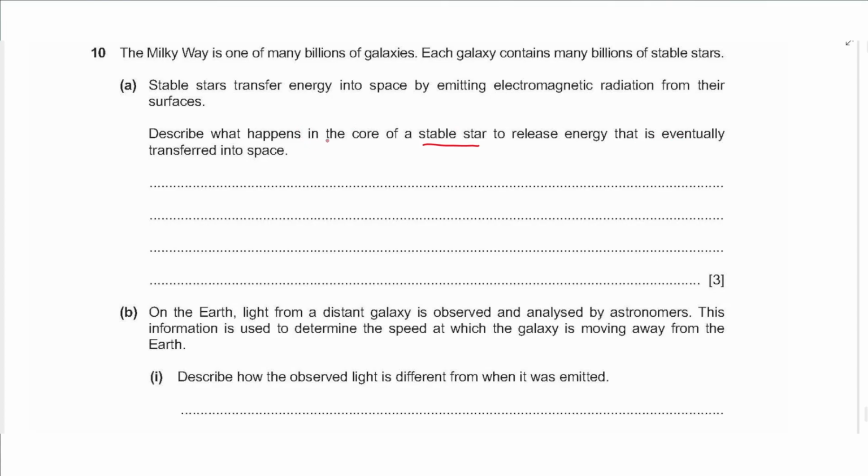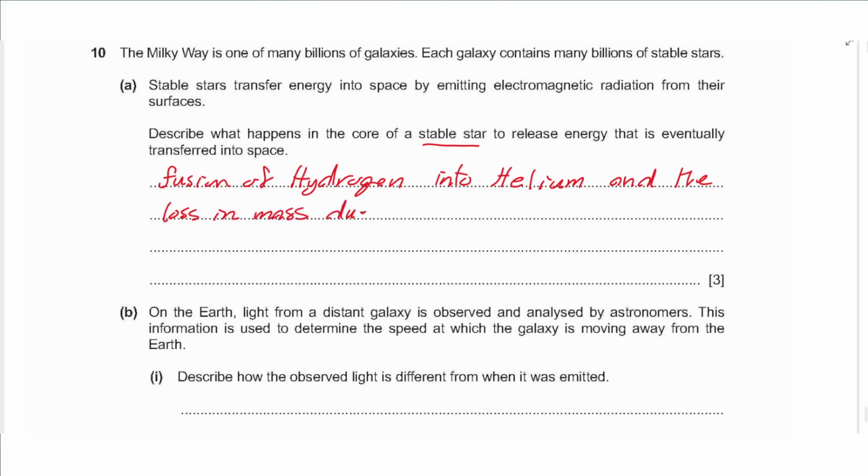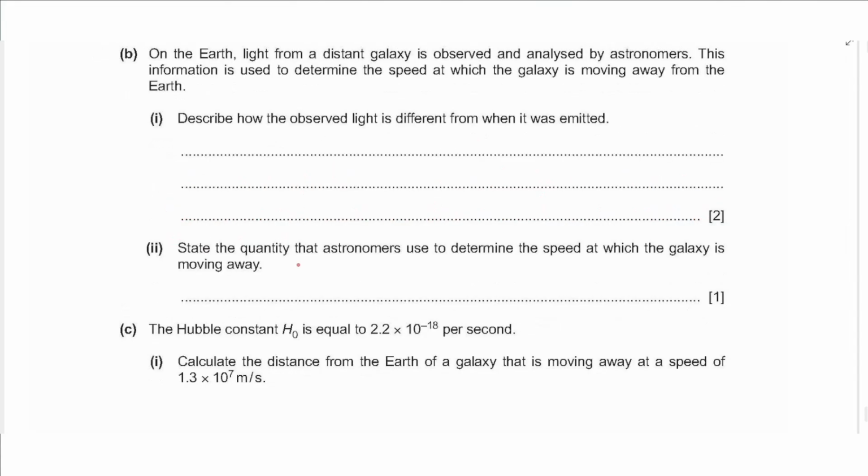So the fuel for any star is fusion, but for a stable star, it is the fusion of hydrogen into helium. And we say that the loss in mass due to the reaction is converted to energy. Question B says, on the Earth, light from a distant galaxy is observed and analyzed by astronomers. This information is used to determine the speed at which the galaxy is moving away from the Earth. Describe how the observed light is different from when it is emitted.